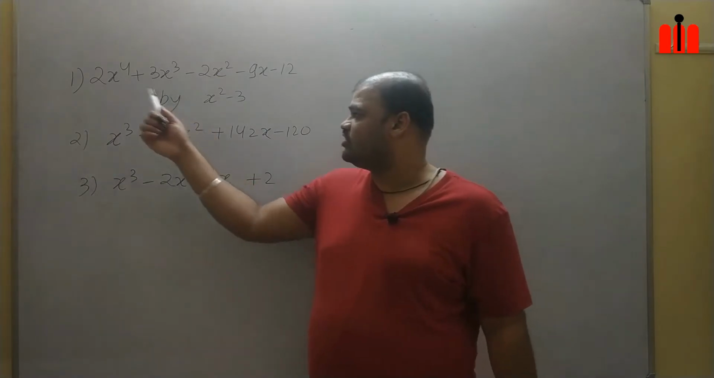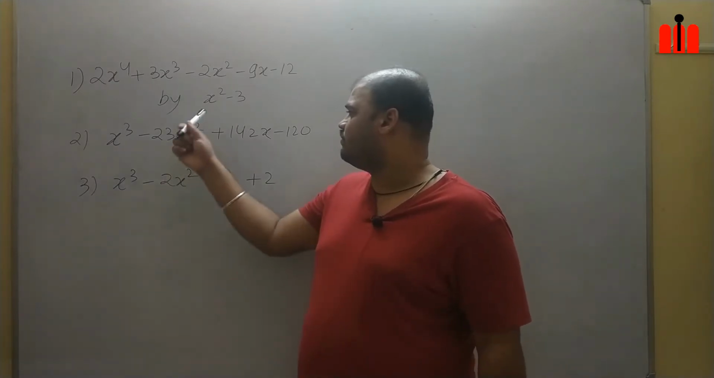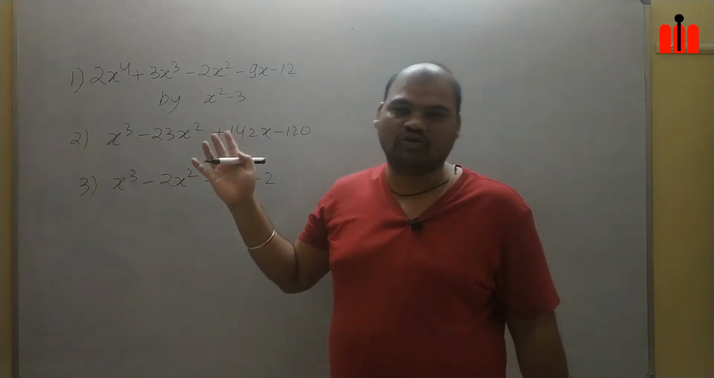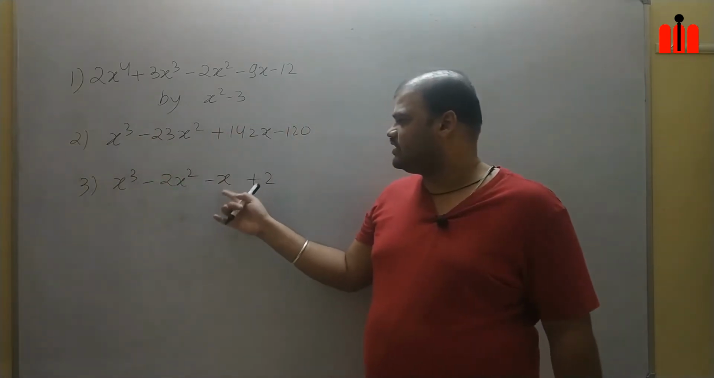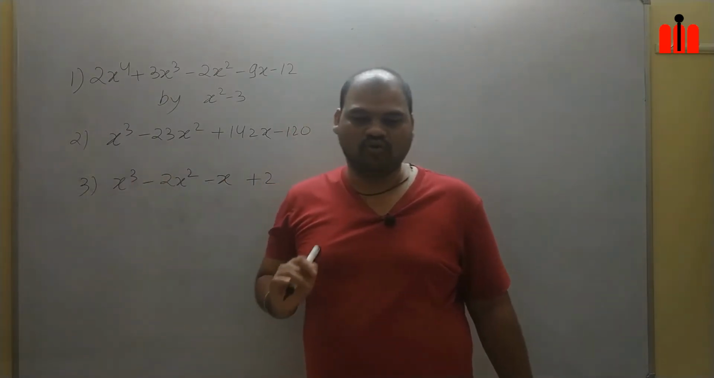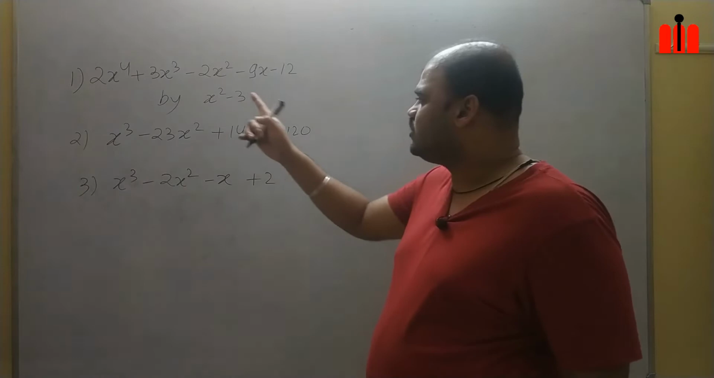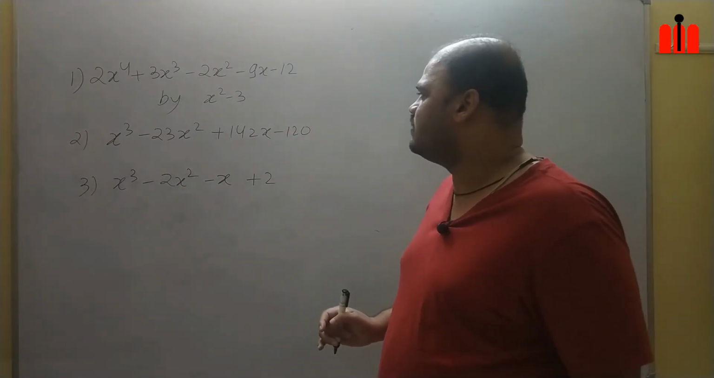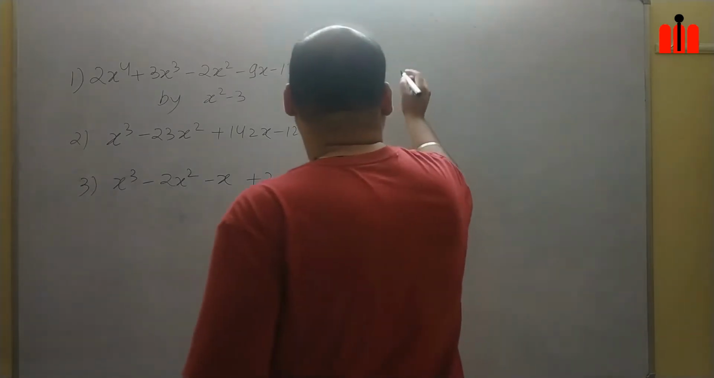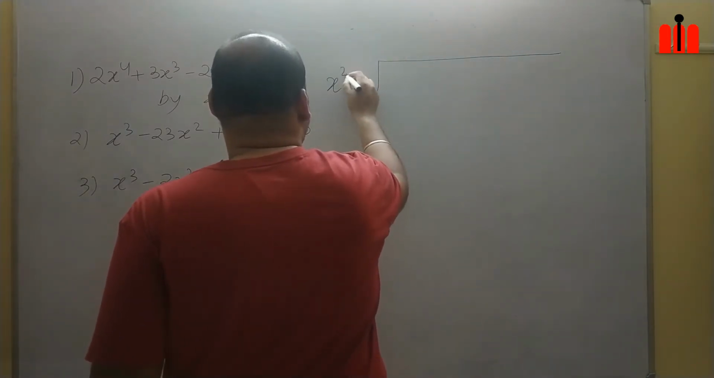So question number 1 is 2x to the power of 4 plus 3x cube minus 2x square minus 9x minus 12 by x square minus 3. This problem we will solve by division, and in the other two problems we will see how to apply the factor theorem. So first let's solve the first problem, which is 2x to the power of 4 plus 3x cube minus 2x square minus 9x minus 12. For that we will use normal division, as we do for numbers.